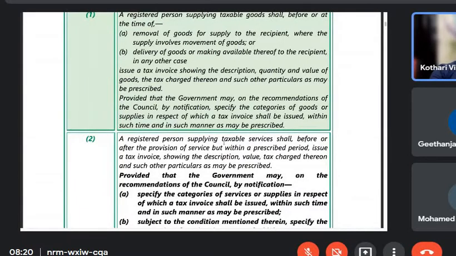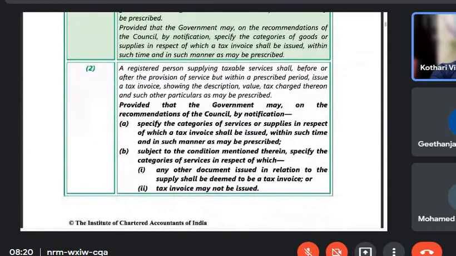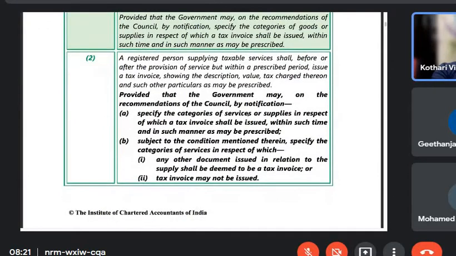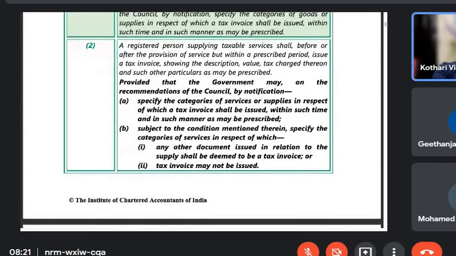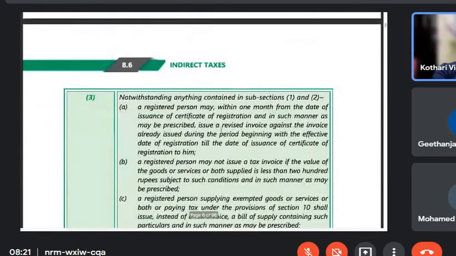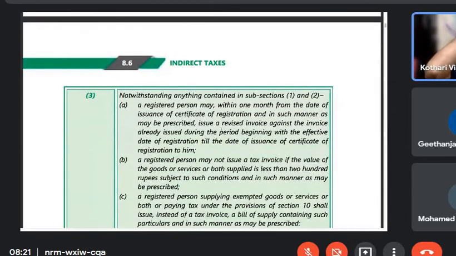So the tax invoice should contain the description, quantity, value of goods and tax charged thereon. Then a registered person supplying taxable services has to issue a tax invoice within a prescribed period, provided that the government may, on the recommendation of the council, specify the category of services or supplies in which the tax invoice shall be issued within such time and such manner as may be prescribed, or any other document. So we have seen that within 30 days of provision of service, the tax invoice should be issued in case of services.